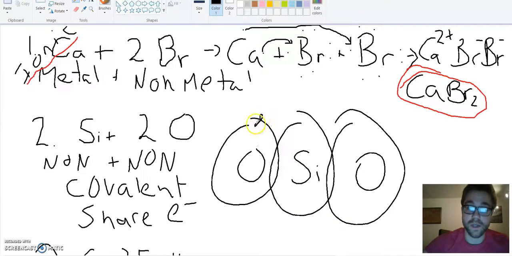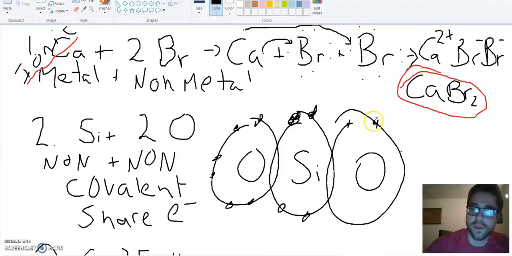So oxygen has 1, 2, 3, 4, 5, 6, and silicon has 4, 1, 2, 3. Sorry guys, this is messy. 4. And then again, oxygen has 6. I'm going to draw it with my hands. 1, 2, 3, 4, 5, 6. Okay, now we drew the valence electrons, but we need to have them share.